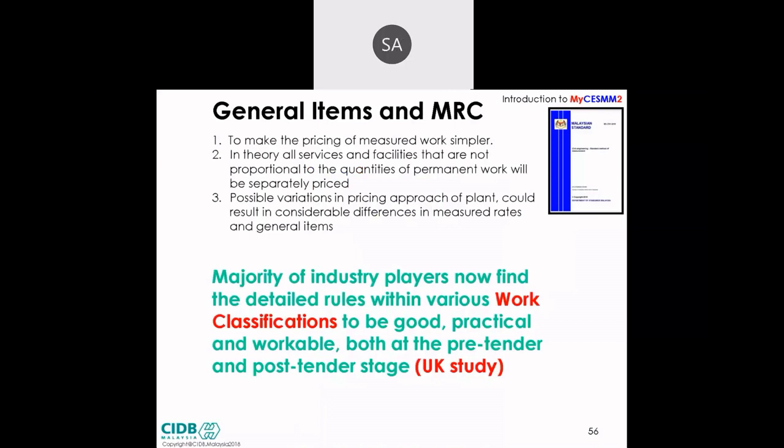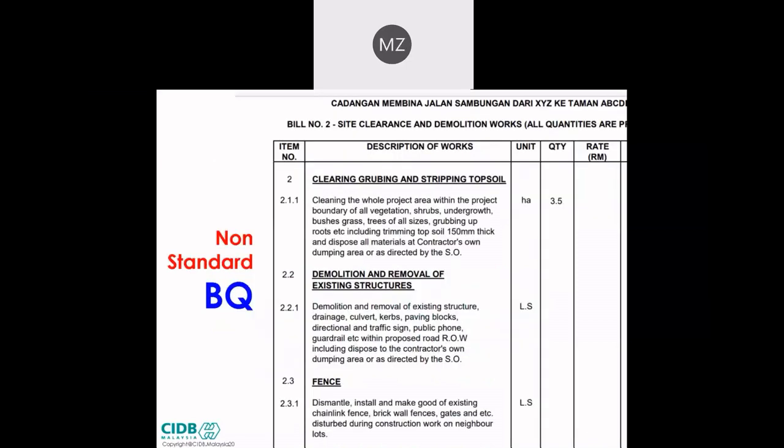It's a UK study. Towards the last sum, we look at a typical one. This is a non-standard BQ for a road project. This is actually a real-life project, but I obscured which project it is. The description and quantity are the same.